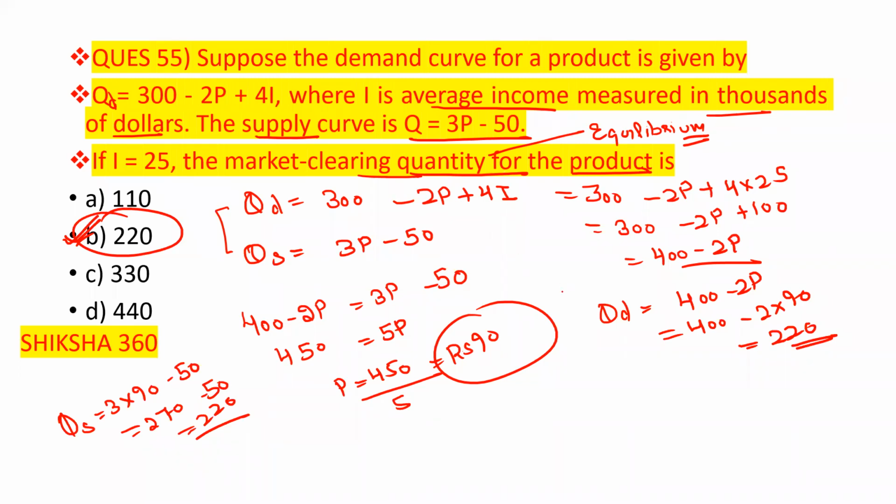If they are asking the market clearing price, that is rupees 90. Equilibrium price here is equal to rupees 90 and the equilibrium quantity is 220. This one is 220. This one is 90. So please tell fast, all the points we have discussed till now, is it clear to all of you or not?